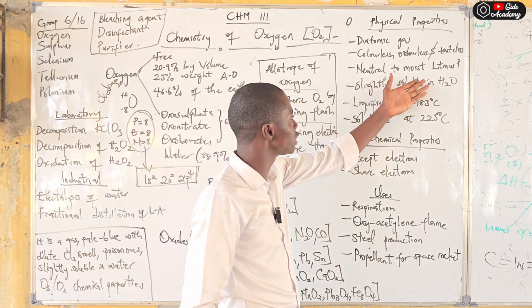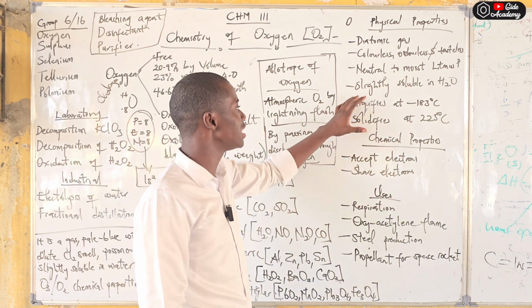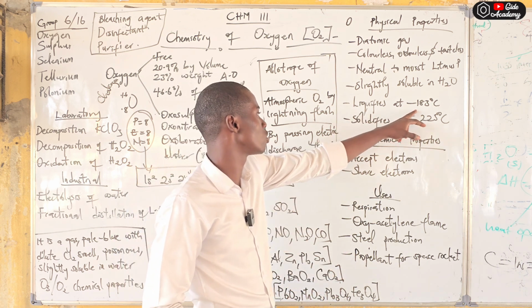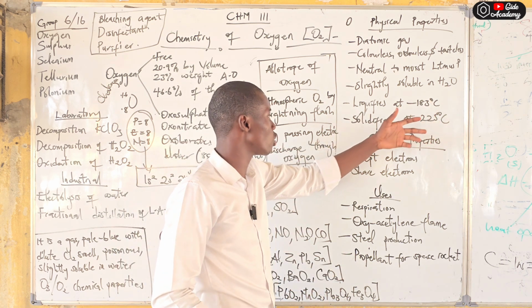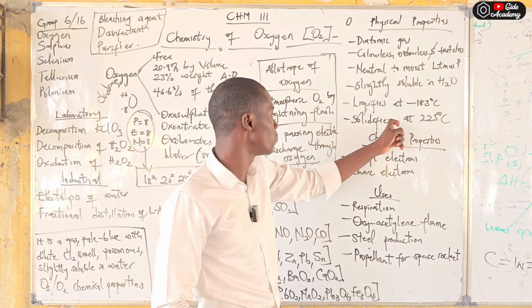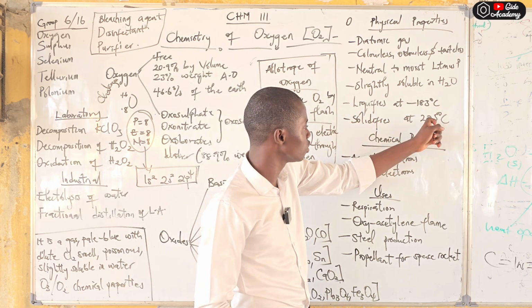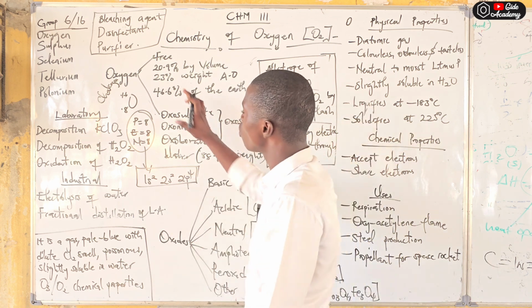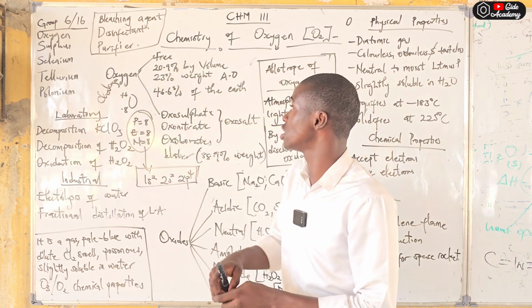It is neutral to moist litmus paper. It is slightly soluble in water. It liquefies at minus 183 degrees Celsius. We know oxygen is a gas, so at minus 183 degrees Celsius, it becomes a liquid. And at minus 225 degrees Celsius, oxygen becomes a solid.